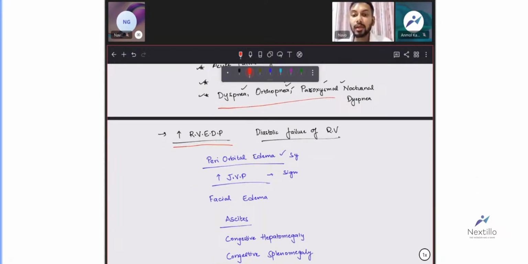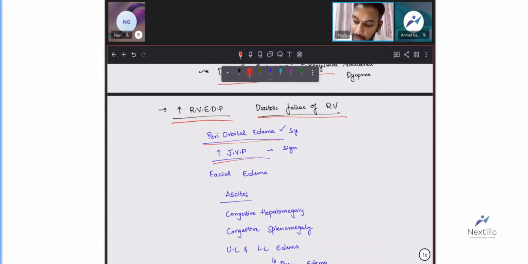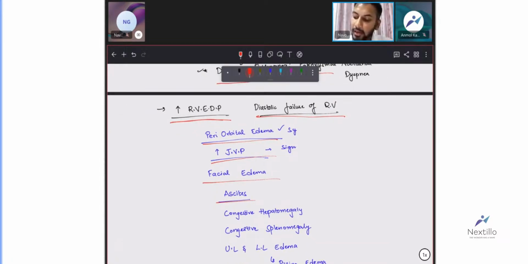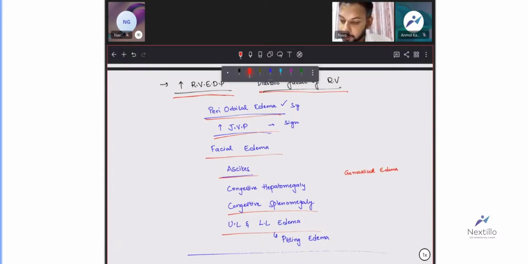Now, I told you the diastolic failure of LV will cause the diastolic failure of RV. So most common cause of right heart failure is obviously left heart failure. So it increases RVEDP. RVEDP will cause periorbital edema, increased JVP, facial edema, ascites, congestive hepatomegaly, congestive splenomegaly, and upper limb and lower limb edema. So this is what is happening. So all of this is, you're seeing edema everywhere. You can also call it as generalized edema.